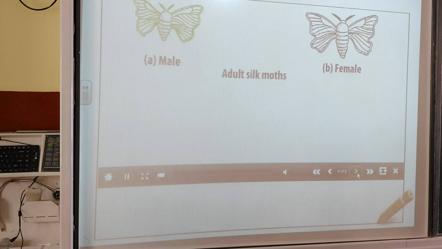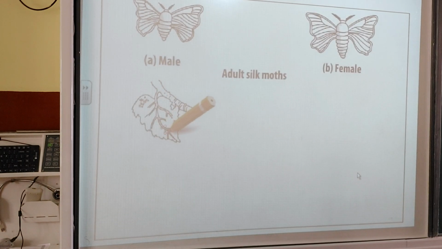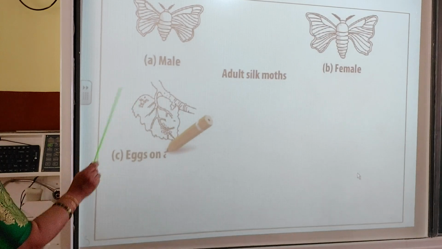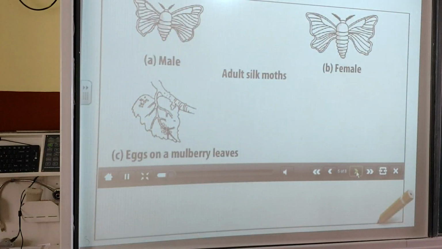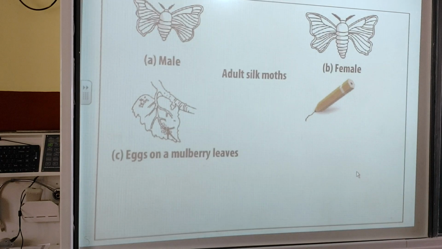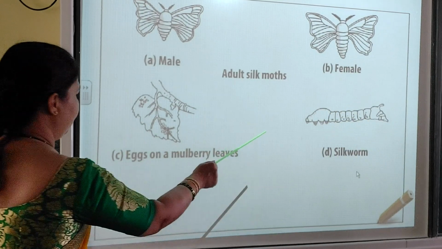Next, below the male silk moth, draw a branch with a leaf. So this is a leaf of mulberry. On the leaf at this position, draw some small, nearly circular shapes. Label the structure as C, eggs on a mulberry leaf. So these are the eggs on the mulberry leaf. Now to the right of this structure, at a distance, draw a larva like this. Label it as D, silkworm. So this is a silkworm.